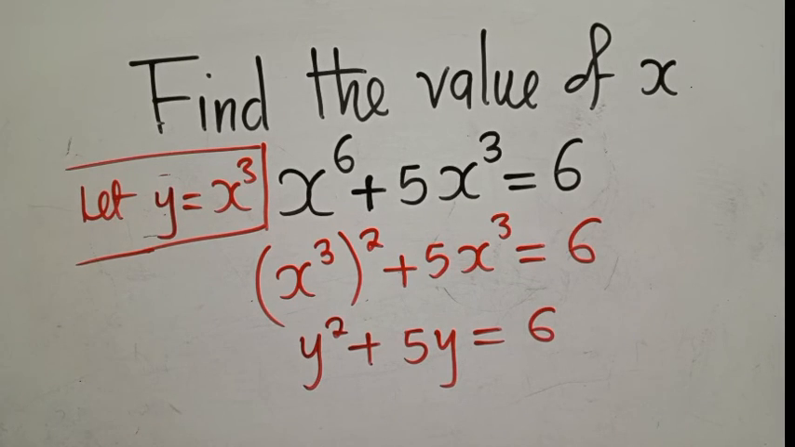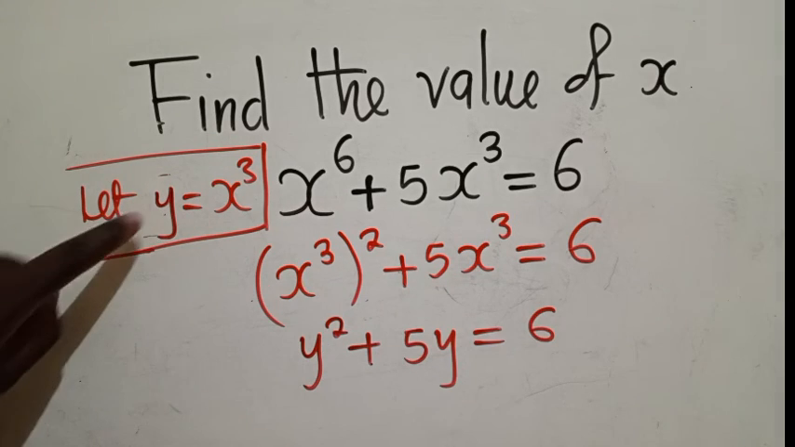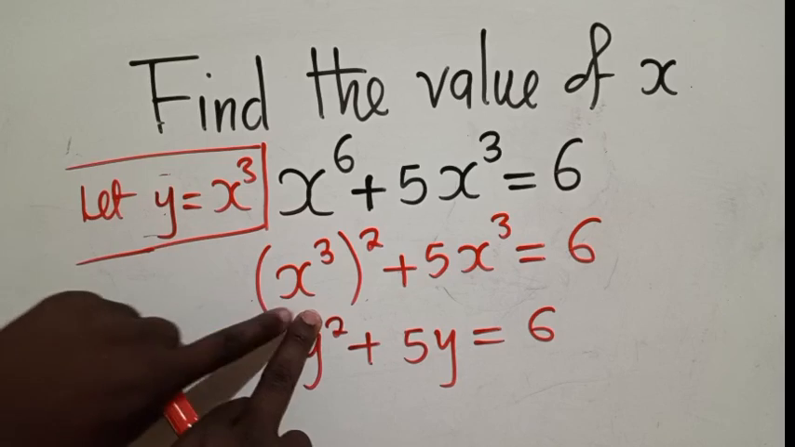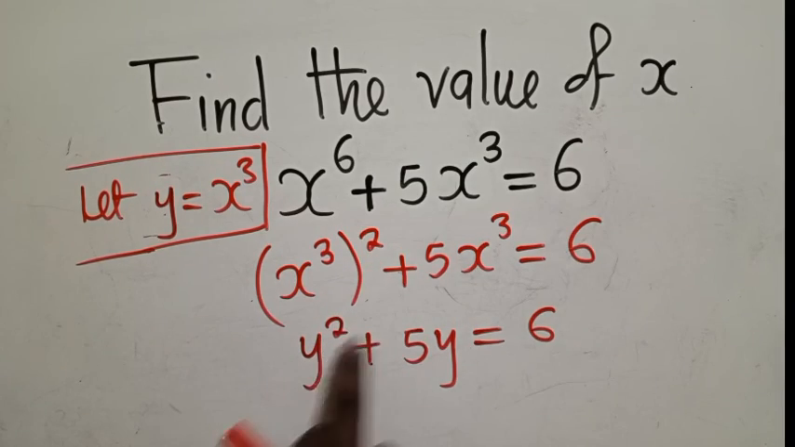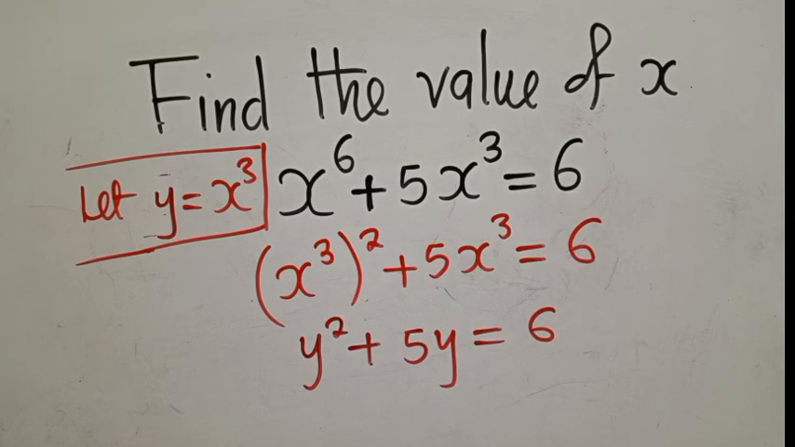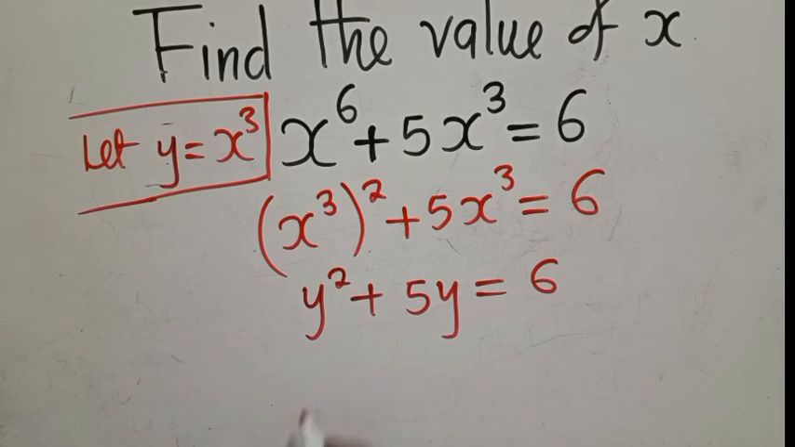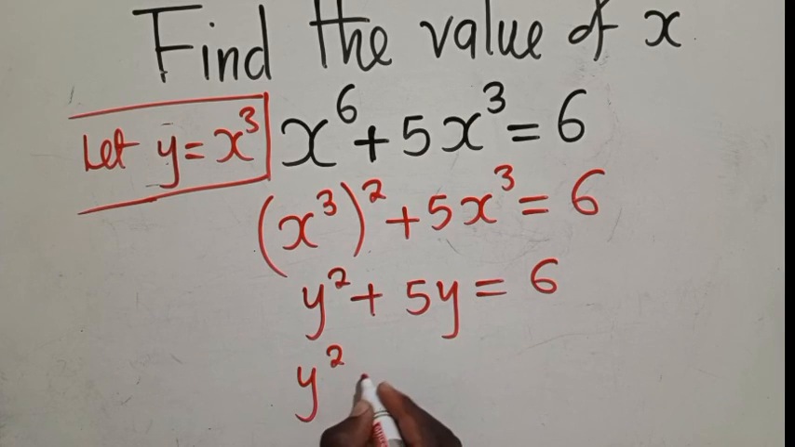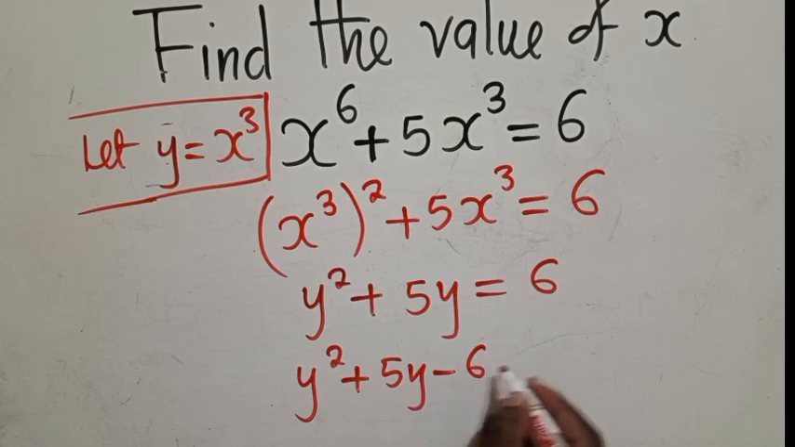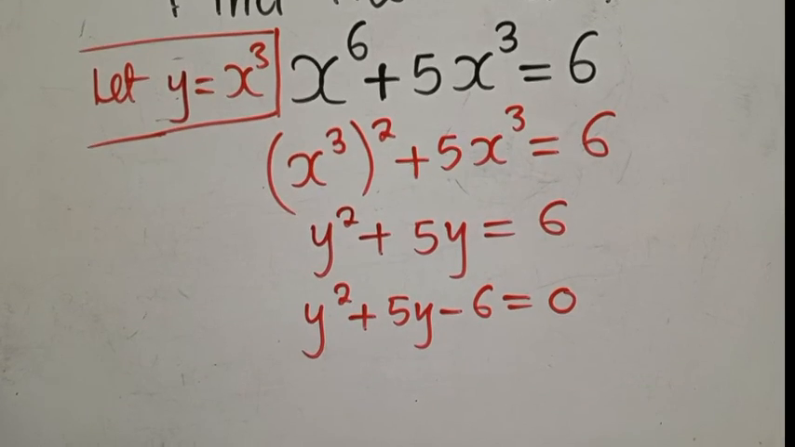Hopefully you can see what I've done. Since I've said let x^3 be equal to y, you just get this y and write it right over here. You remain with the power 2, which is here, and here you remain with the 5. All this will become y. So you can see we've got a quadratic equation. We solve it: y^2 + 5y - 6 = 0.